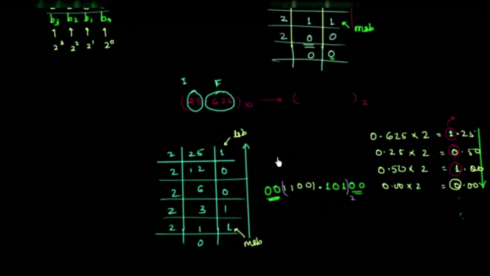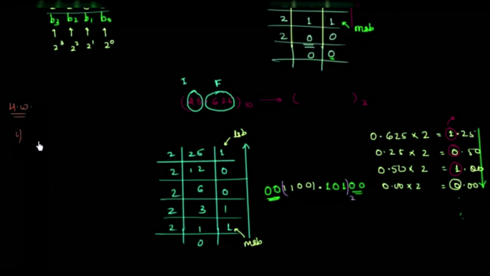So there are two important things that you must know. In case of integer part you have to go from bottom to top, and in case of fractional part you have to go from top to bottom. Here you have to divide it by 2, and in this case you have to multiply it by 2. Now we will move to homework problem.